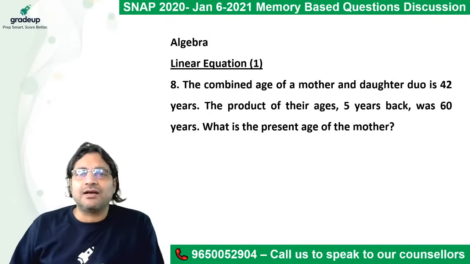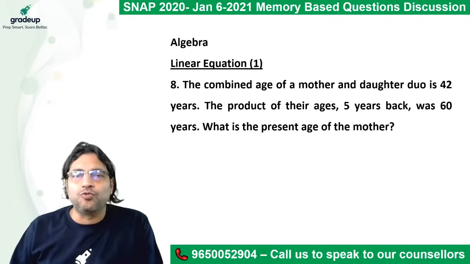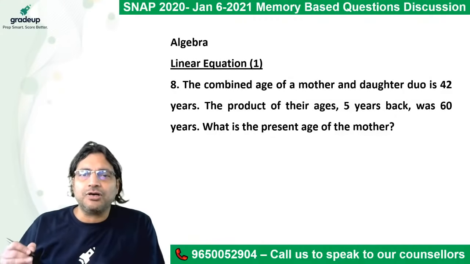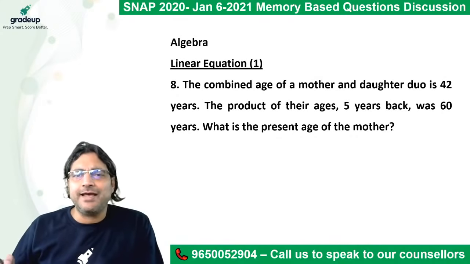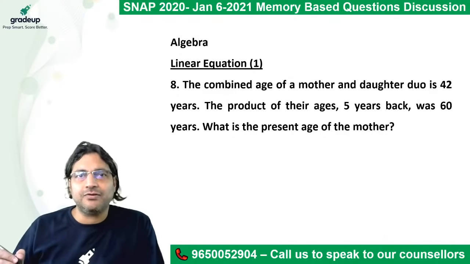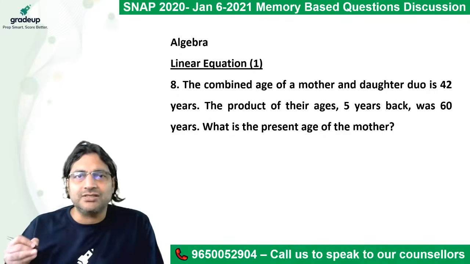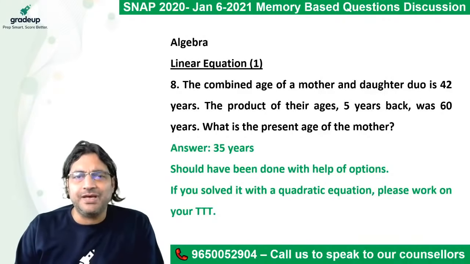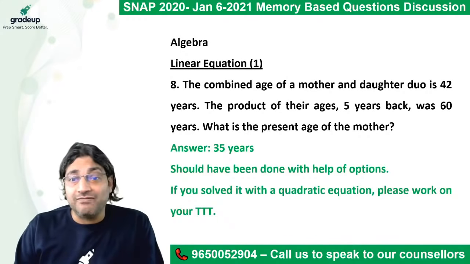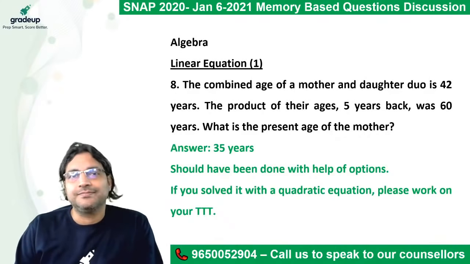Linear equation 1. The combined age of mother and daughter duo is 42 years. The product of the ages 5 years back was 60. What is the present age of the mother? Anyone who got into a quadratic equation for doing it should think about his or her strategy. Straight away you could get the answer through the options. The answer is 35 years. And if you solved it with a quadratic equation, please work on your TTT, test taking technique.